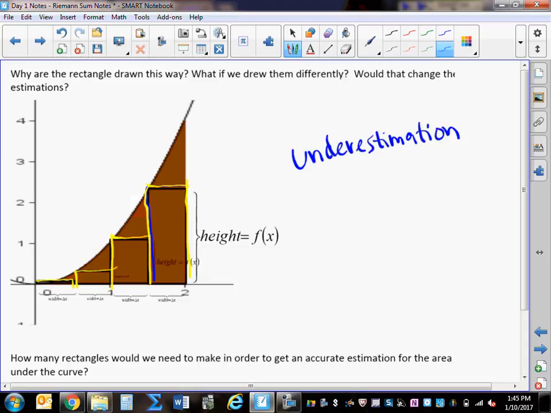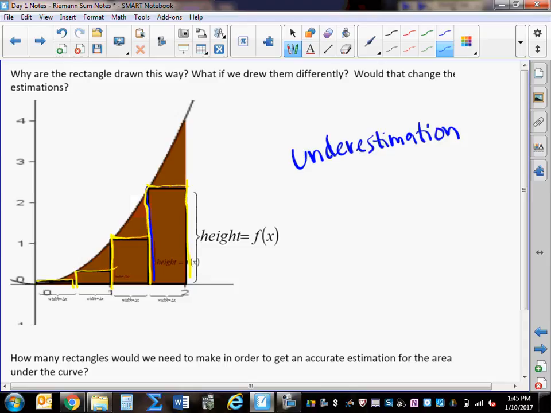But it's still, again, the higher the number of rectangles, the better approximation. And as we were saying, how many rectangles do we need to make in order to get an accurate estimation? Really, infinite rectangles will give us the most accurate. Okay, now as you notice, we've been dealing with an increasing function here. So since my function was increasing, when I did the left-hand rectangles, it ended up being an underestimation. When I did the right-hand rectangles, it ended up being an overestimation.